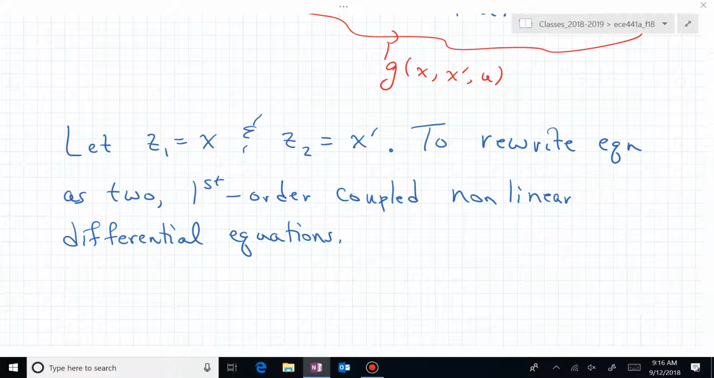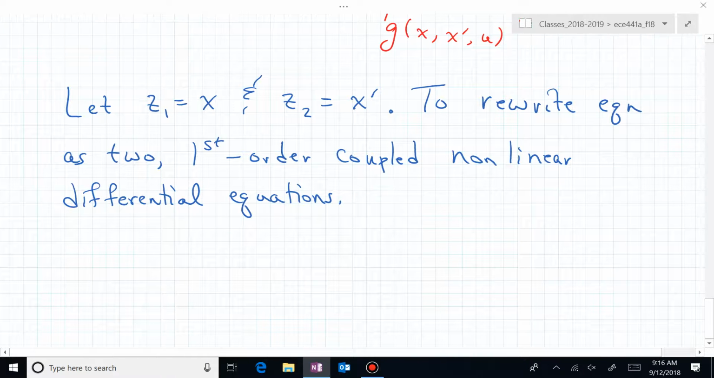I now want to try to find right-hand sides for z1 prime and z2 prime in terms of z1, z2, and u. U is a scalar input. Let me start then by saying, okay, what is z1 prime? If I differentiate z1 once, well, I've defined z1 to be x. That's the same then as x prime.